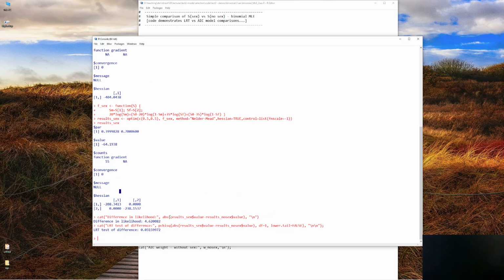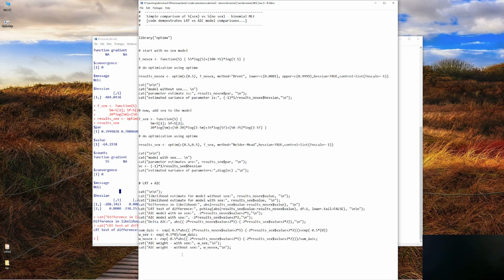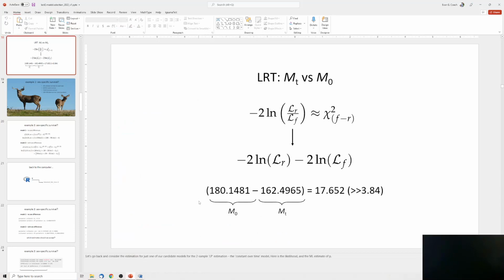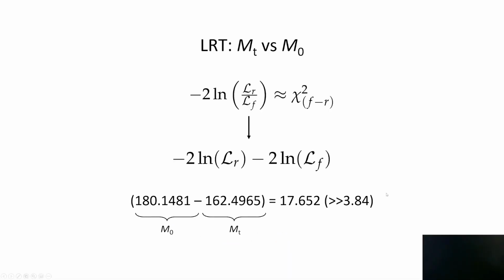So the likelihood ratio test of the difference gives us 4.62 with 1 degree of freedom, which is marginally significant at the 0.05 significance level, 0.03 being slightly smaller than 0.05. So we would argue that there is at least some degree potentially of difference in survival between male and female deer. And that's it.